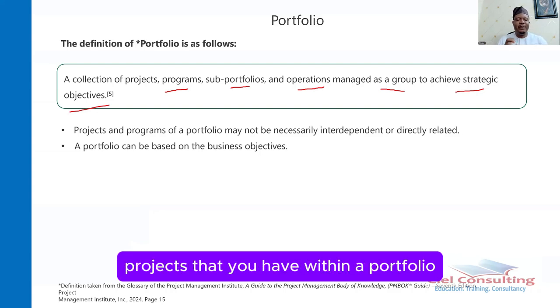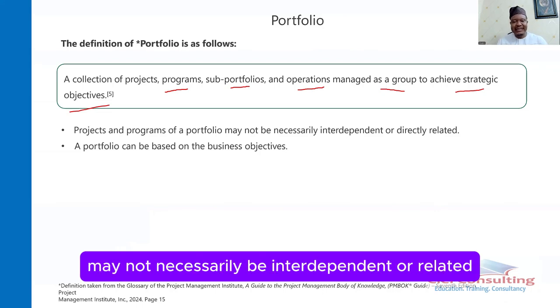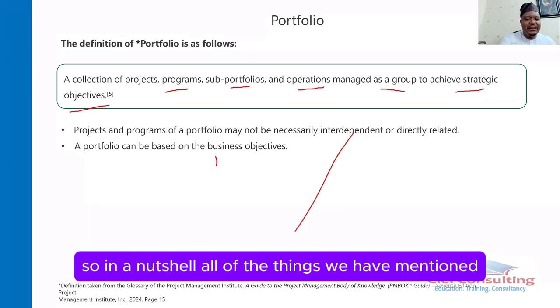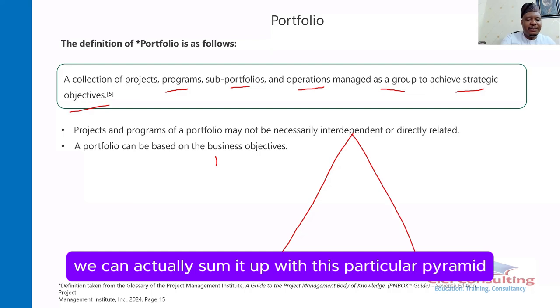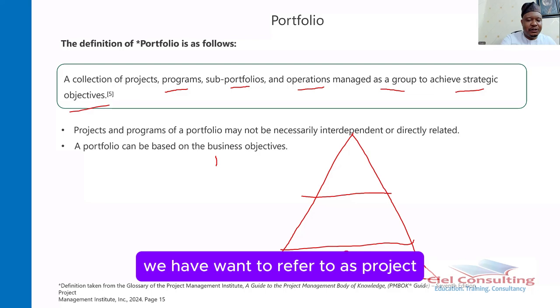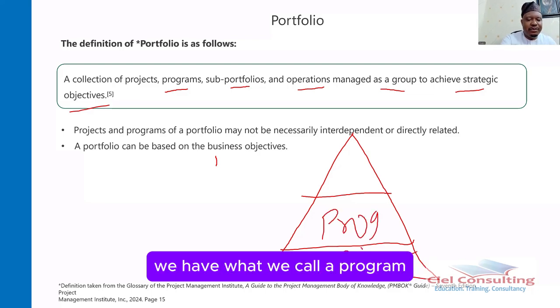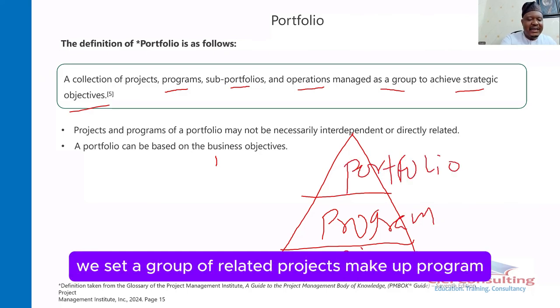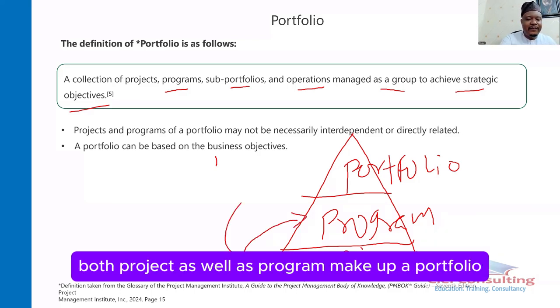Projects that you have within a portfolio may not necessarily be interdependent or related. In essence, they don't necessarily need to be related. So in a nutshell, all of the things we have mentioned, we can actually sum it up with this particular pyramid. At the bottom of this pyramid, we have what we refer to as project. And then right above the pyramid, we have what we call a program. At the top, we now have our portfolio. And remember, we said a group of related projects make up program. Both project as well as program make up a portfolio.